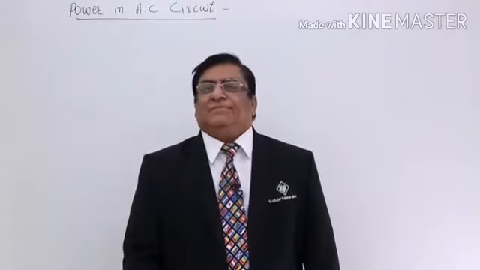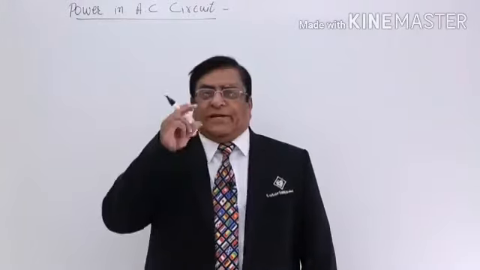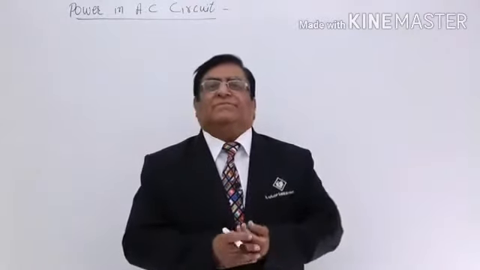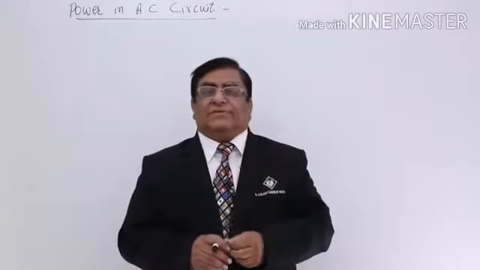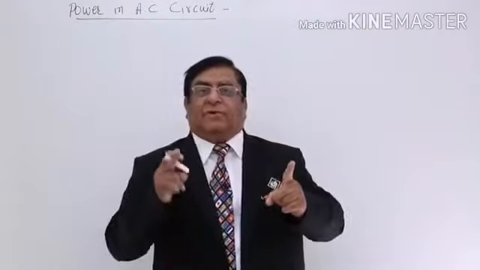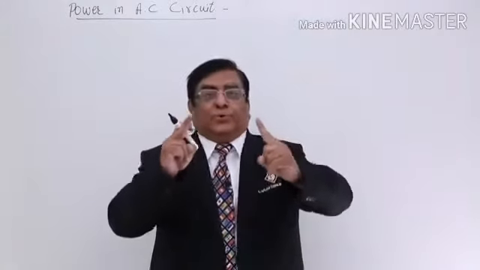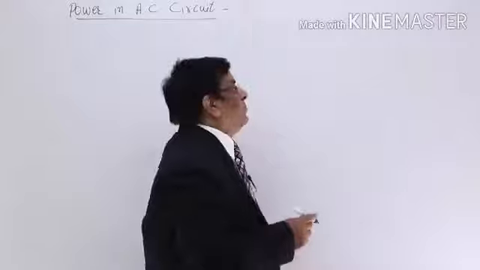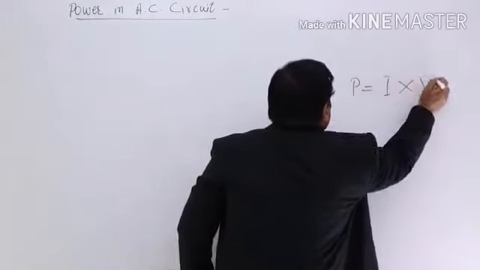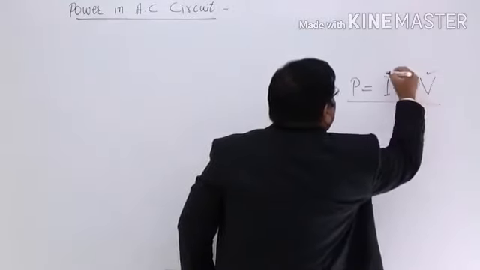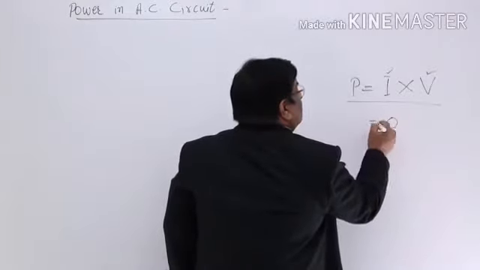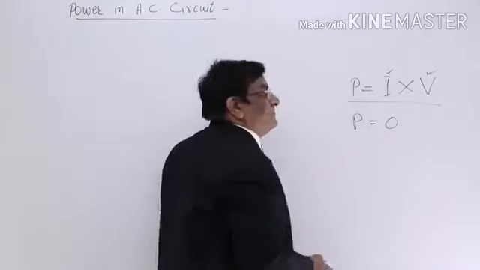In AC circuits, there are oscillations of both voltage and current, and the power consumption of AC circuits will be there. It is able to do work only when we get voltage and current both, because power is equal to current multiplied by potential difference, voltage. So both should be there. If either of them is 0, then the power is 0.